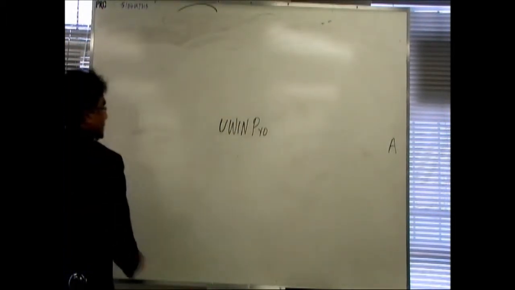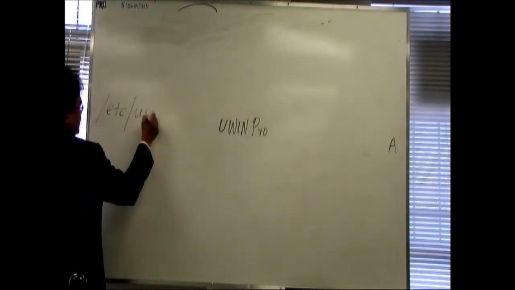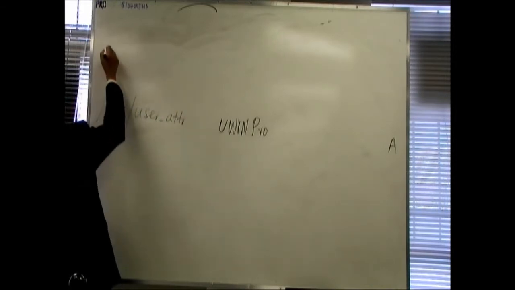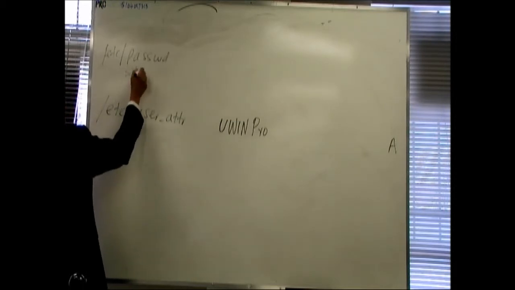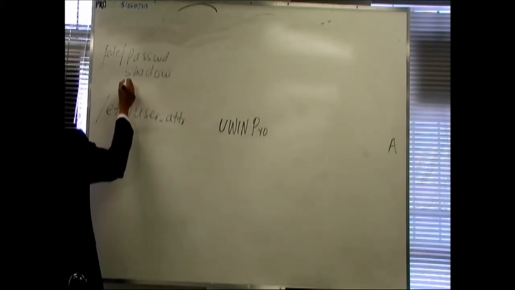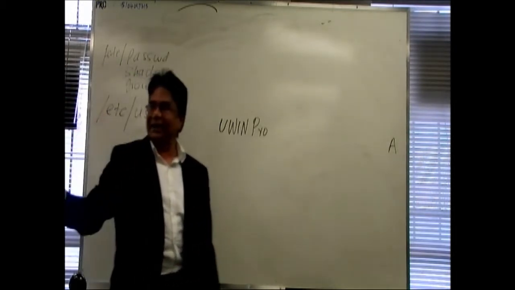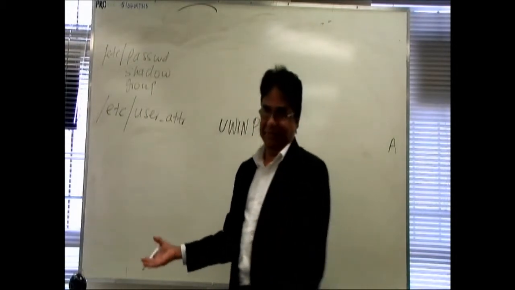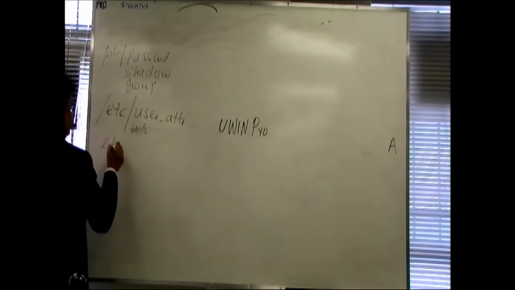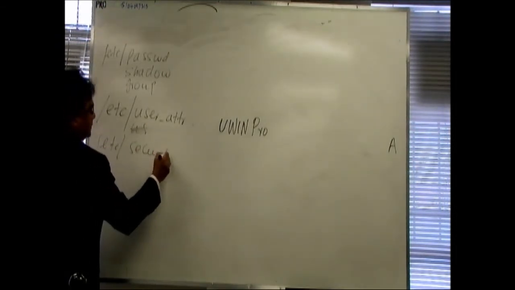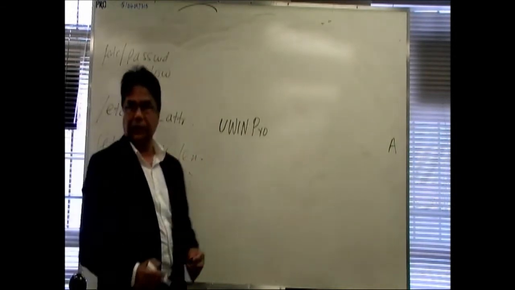Apart from that, /etc/passwd, /etc/shadow, then user_attr. If the role is assigned to a group, then the group file also will be affected, a secondary group. Then /etc/security: prof_attr, exec_attr, auth_attr. You know those three files, right? So those files are affected.